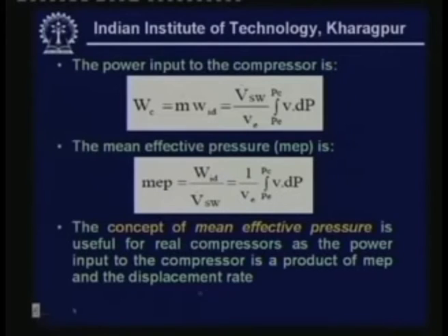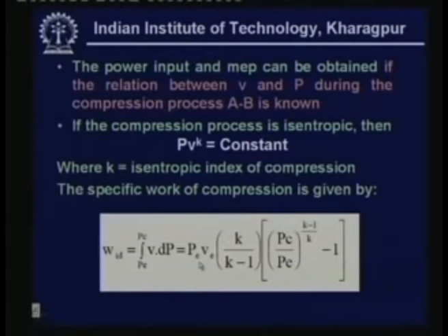As you know, the compressor displacement rate depends upon the number of cylinders, the rotational speed of the compressor, and the compressor dimensions, which are typically known. So you can easily calculate the power input of the compressor from the mean effective pressure. All right. Now, from the expression you can see that the power input and mean effective pressure can be obtained if the relationship between specific volume and pressure during the compression process AB is known.